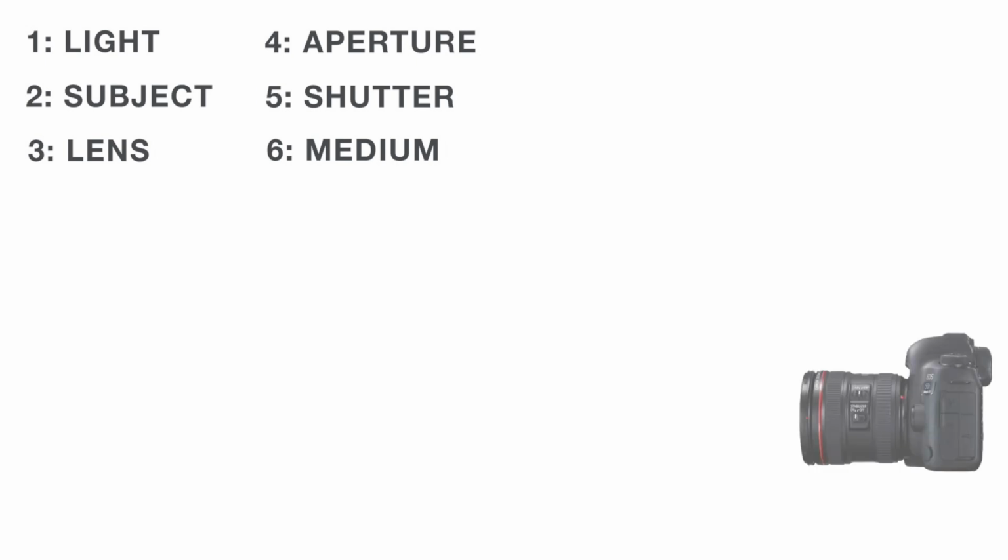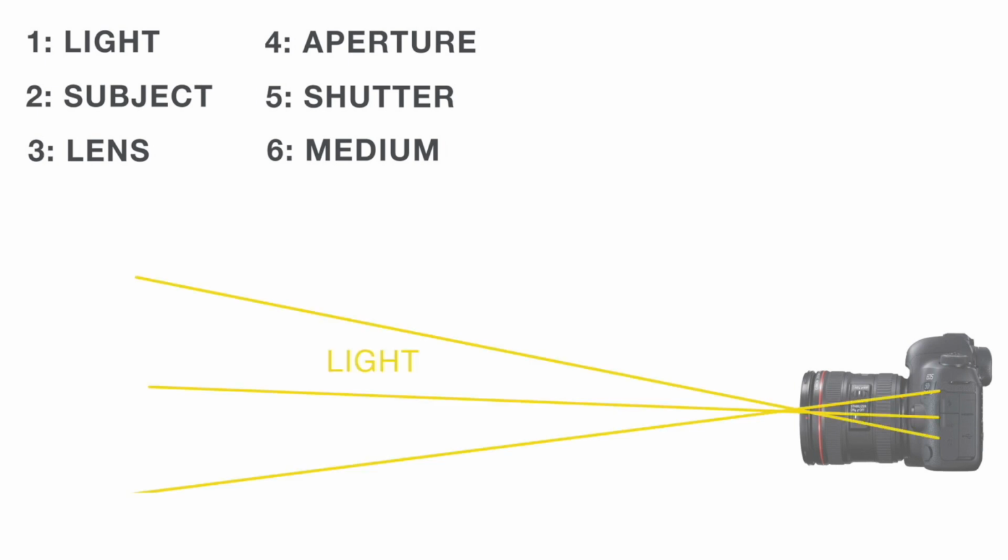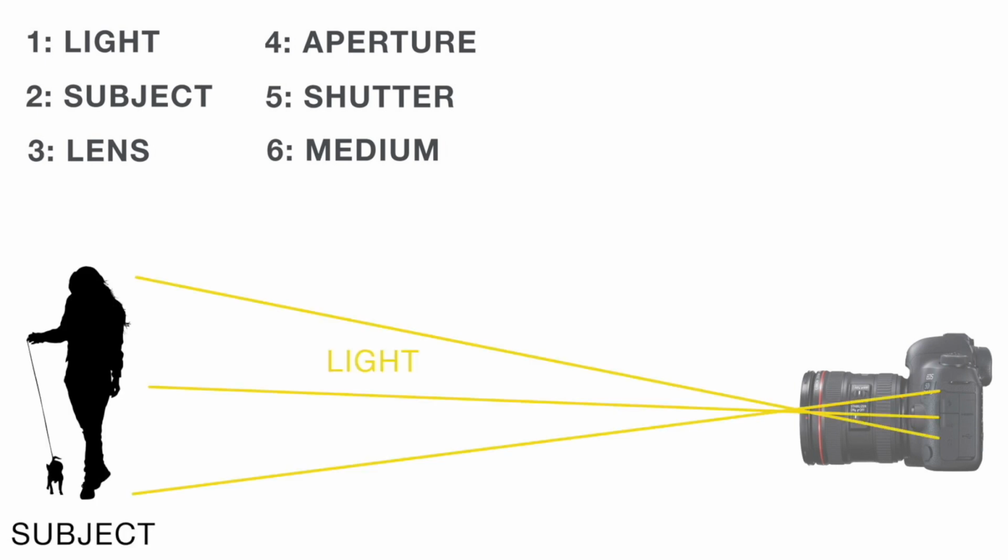This graphic goes in a little bit more detail to show you how those 6 things work together to make your camera work. So first we have our camera. Now, how do we make that work? We need light. That light is reflected off a subject, the person or thing you want to photograph.